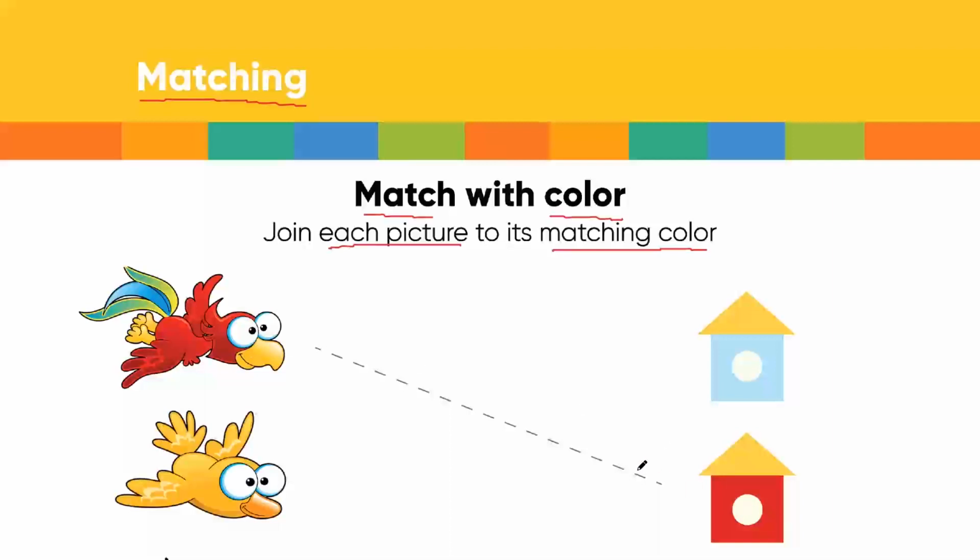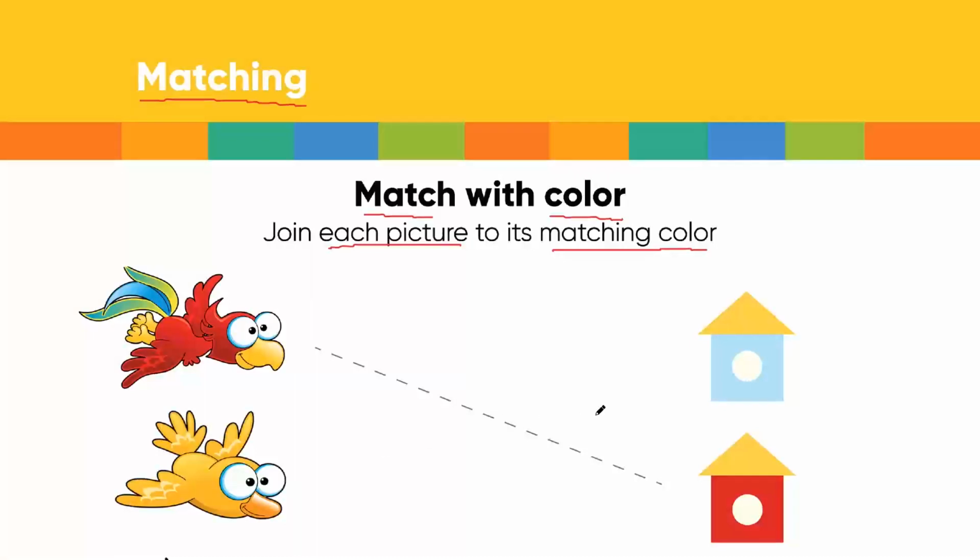Now we have to look for another bird and see what is its color, and then we have to find that same color's nest on the right side so that we can match this bird with that particular bird's nest. Now let's start with this. We can see that this is yellow in color. This is majorly yellow in color. Now we have to find the bird's nest that is yellow in color.